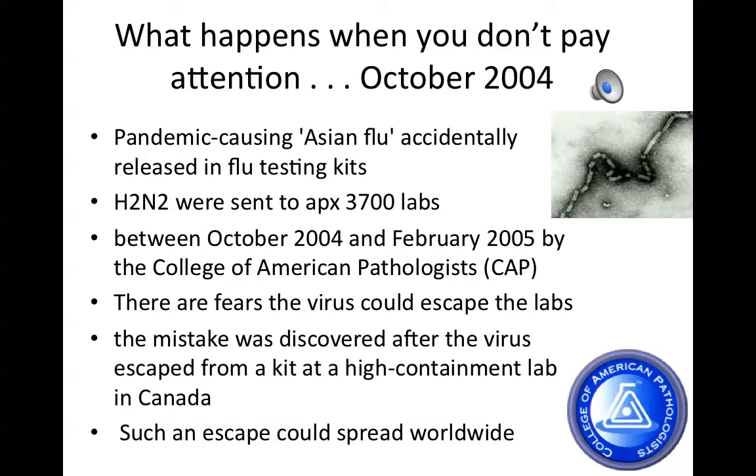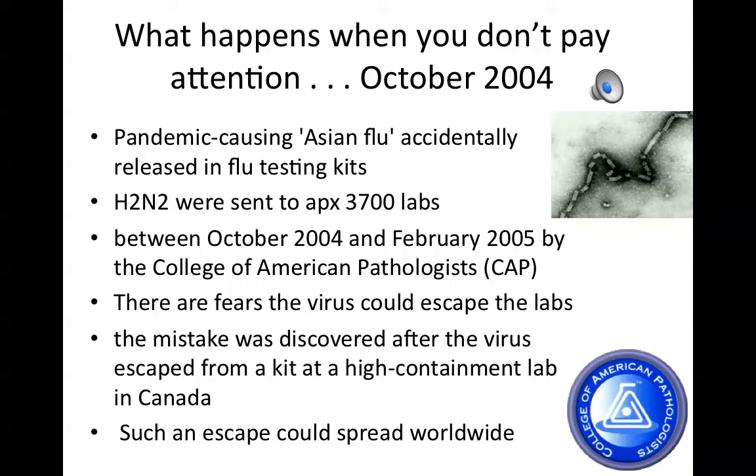Unfortunately, the test kit that was sent out in 2004 contained a pandemic strain of H2N2. So whoever essentially assembled or manufactured that kit probably didn't remember what they had learned in their college microbiology class. Between October of 2004 and February of 2005, these kits were sent out to various labs all over North America. Fortunately, some of the testing facilities recognized what it was. About 3,700 laboratories received these specimens, and several of them realized early on that this was a very dangerous strain of influenza to put into a kit.